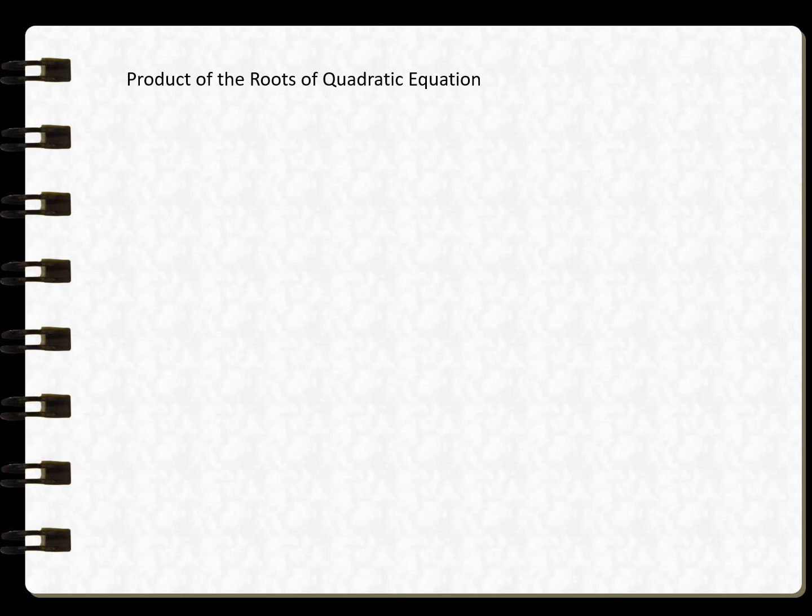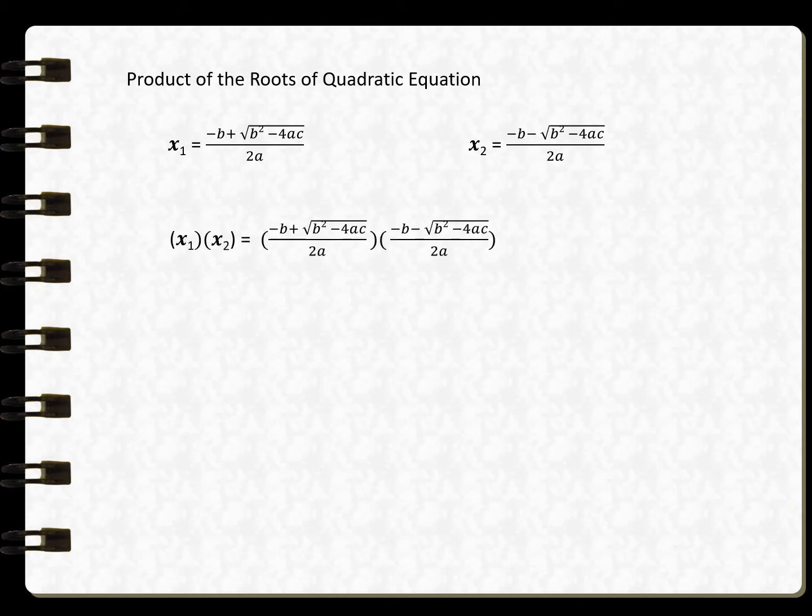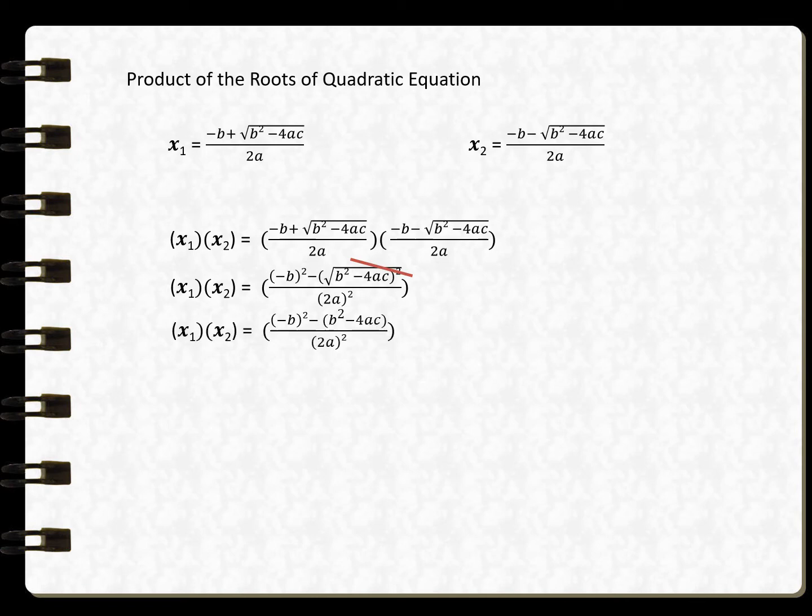The product of the roots of a quadratic equation. So, we have here the first root and the second root. So, we have to multiply them or ita-times natin siya. Multiplying them, that gives us negative b squared minus the quantity of the square root of b squared minus 4ac squared all over 2a squared. So, makakancel natin yung radical sign and the square, and that gives us negative b squared minus b squared minus 4ac all over 2a squared.